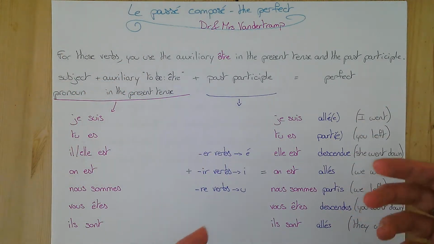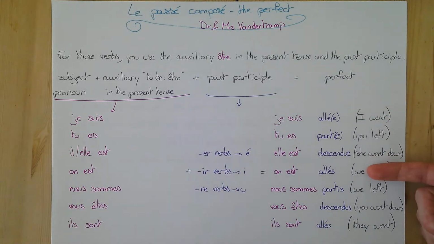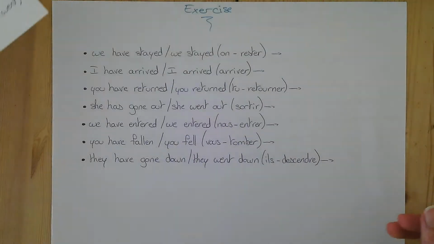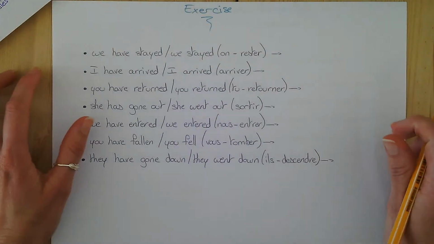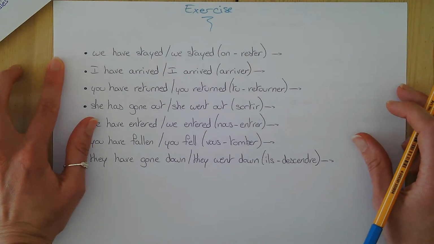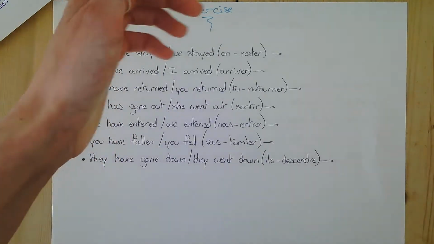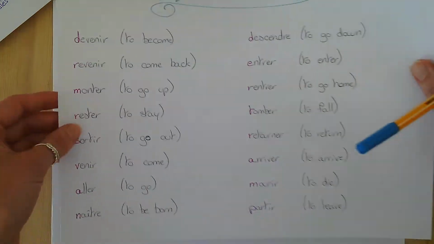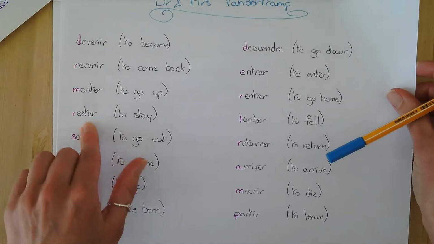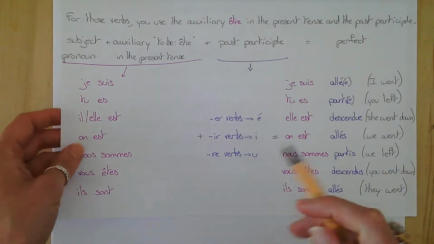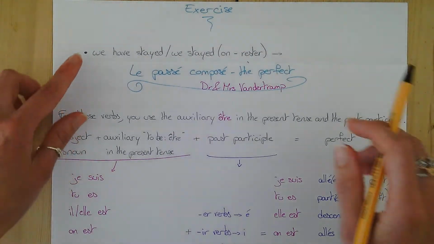There's a few more examples, but hopefully you will have understood the rule with the first four, so I'm not going to go into more detail for the ones at the bottom. Now, a bit of practice. I have an exercise here for you, and I'm going to do the first one with you. So if I want to say we have stayed or we stayed, you can check if you don't believe me, but the verb to stay is a Vandertramp verb.